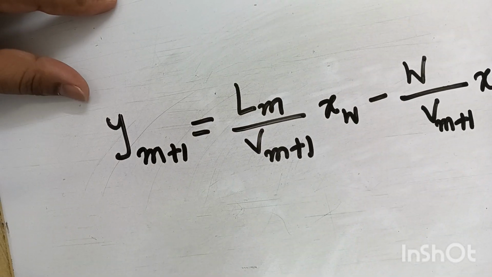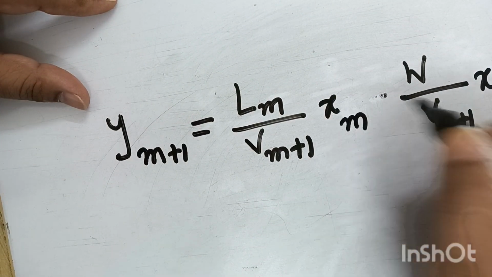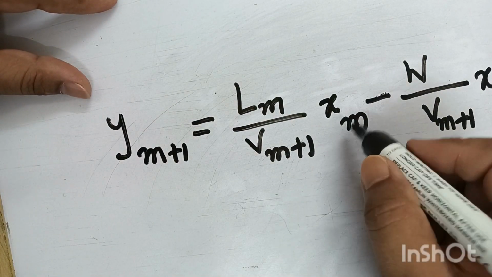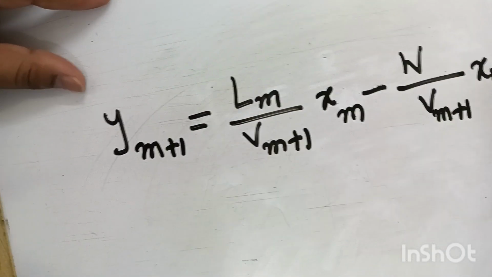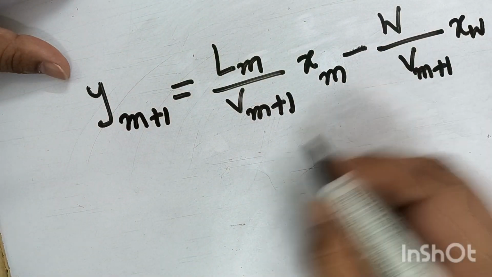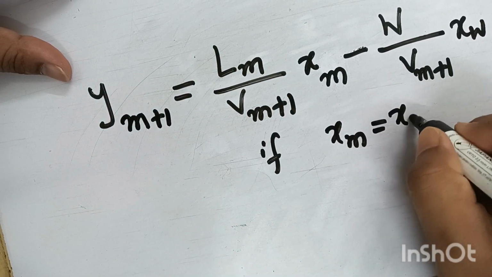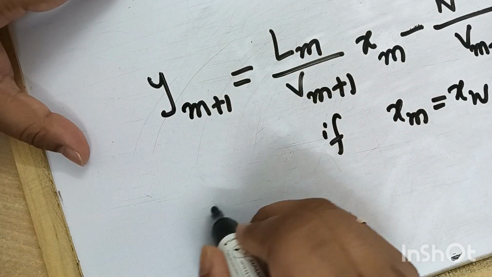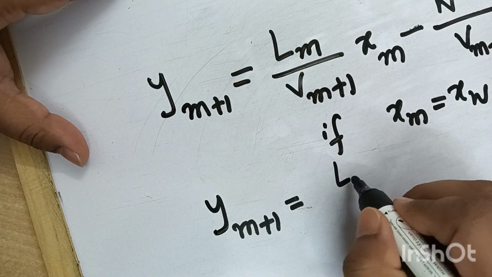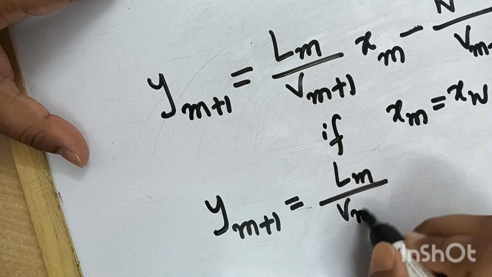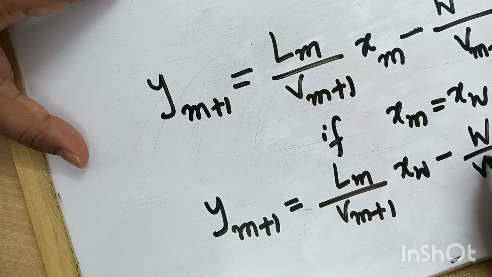Sorry, I made a mistake. This is not xw, rather it is xm. Basically m or m plus 1 stands for the plate number or the stage number. Now if xm is equal to xw, in that case ym plus 1 becomes equal to lm over vm plus 1 xw minus w over vm plus 1 xw.